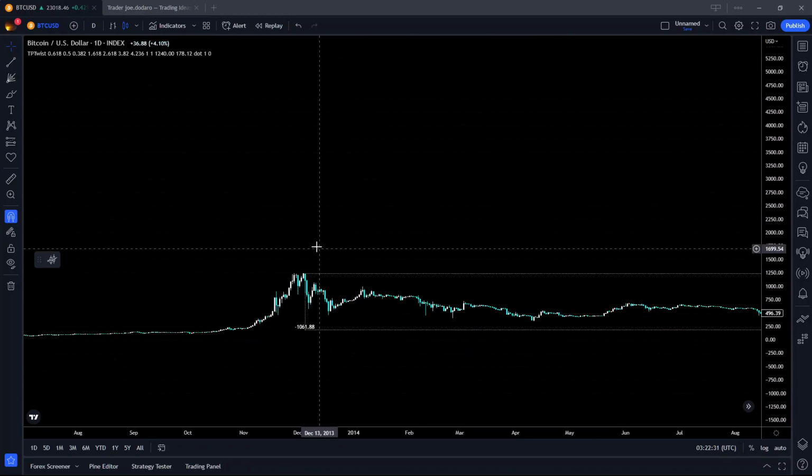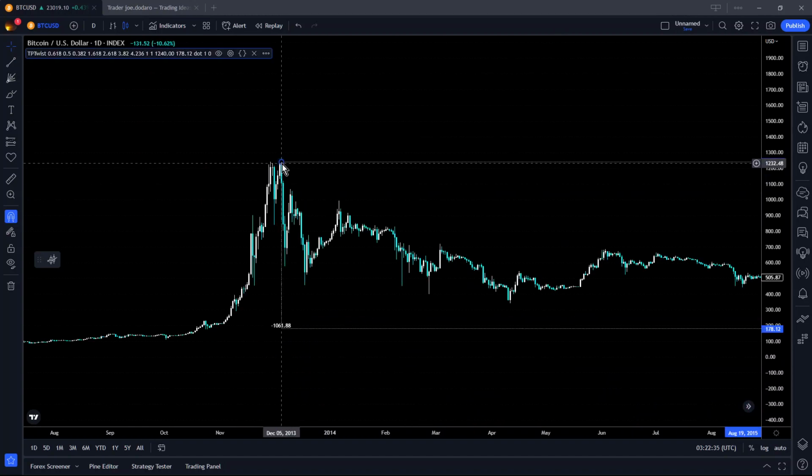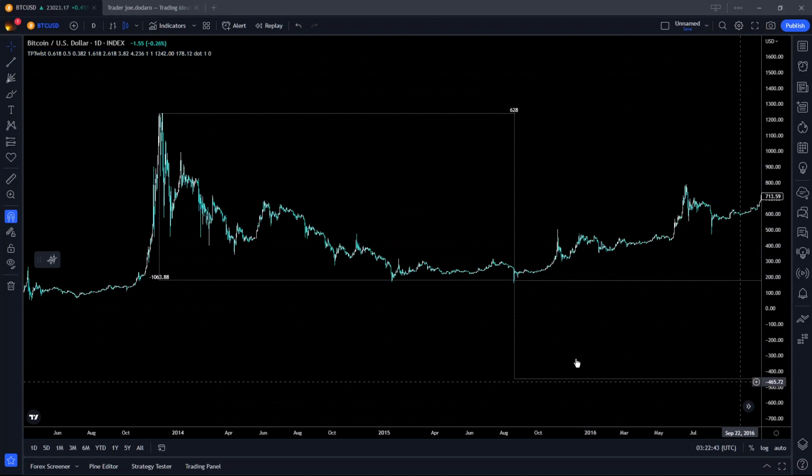Now, this is all just analysis. This is not about predicting the future. This is just about measuring the market and seeing what's happened and maybe making some assumptions as to what's happening now. So previously we had a low here.